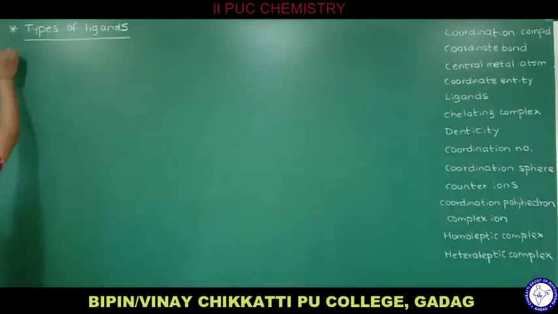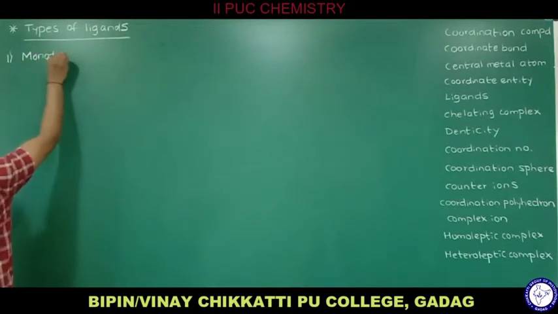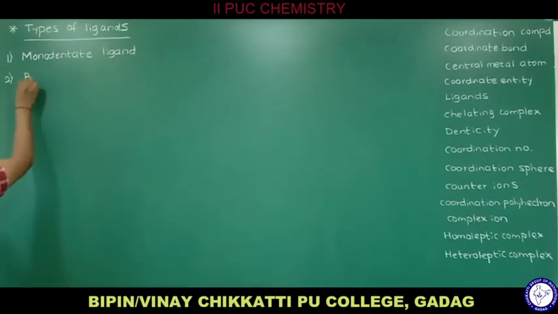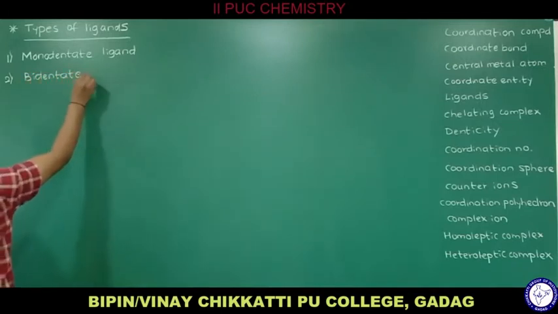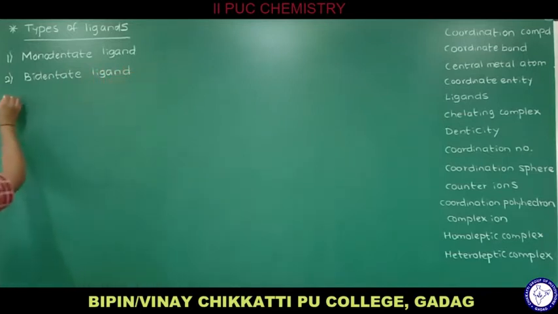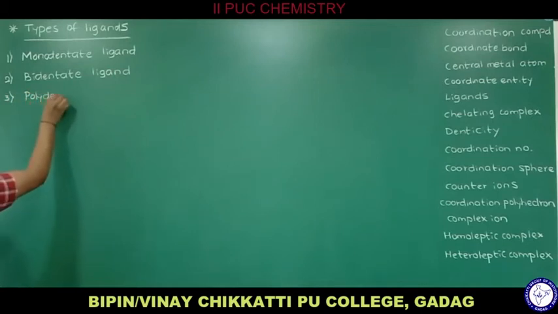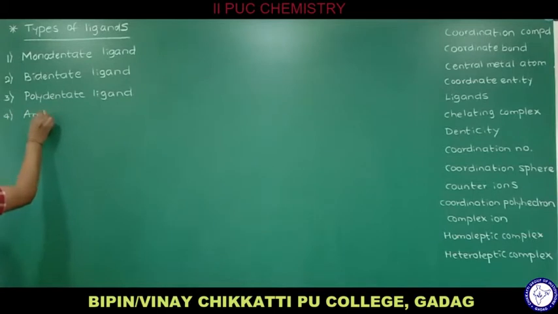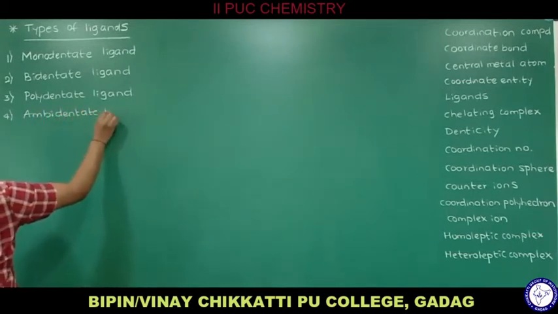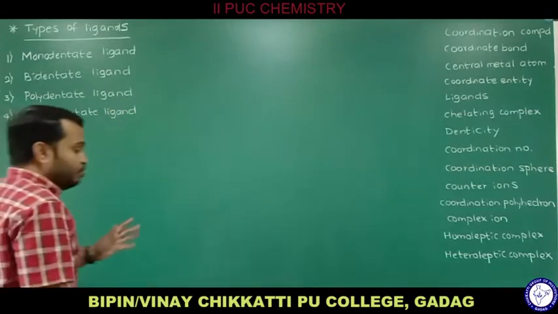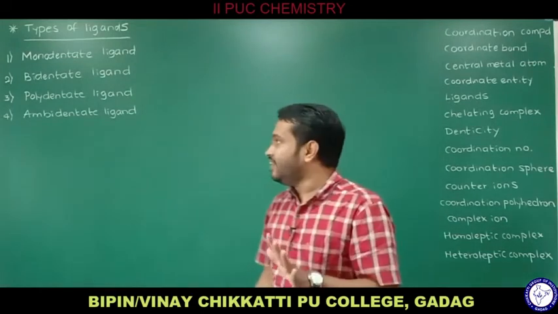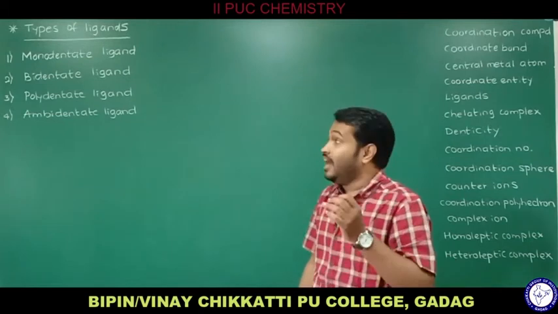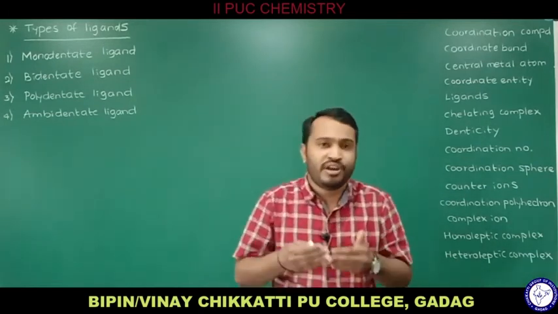The first one, let me write over here, is the monodentate ligand. You can call it a unidentate ligand also. The second one is the bidentate ligand, you can call it a didentate ligand also, bi or di, you can use either one. The third one is the polydentate ligand. And the fourth one is the ambidentate ligand. So we have four different types of ligands: monodentate, bidentate, polydentate and ambidentate ligands. You can call the monodentate a unidentate ligand, and the bidentate a didentate ligand. As I said, the condition is based on how many lone pairs of electrons are going to be donated.